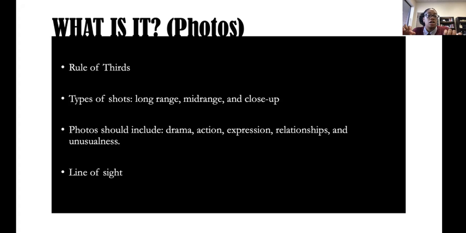And then a close-up shot is maybe you focus more on what's in the nest. So maybe a bird or an egg. And each one goes more into detail. But with any type of photo, this is visual communications, you need to have some type of expression or talk about relationships, action, drama, unusualness.